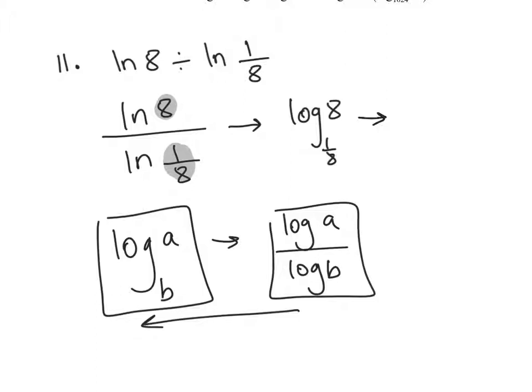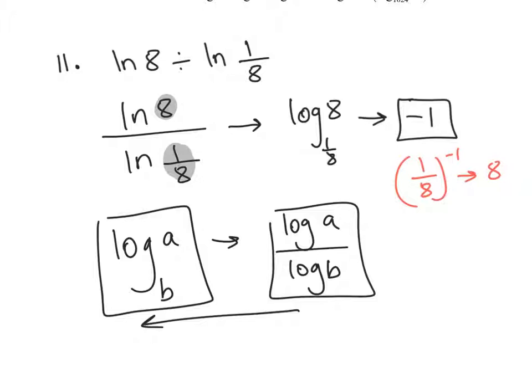Negative 1. So the answer is negative 1. Wow. See, when I put it together as one log, it helped me decide what the answer is. Think about it. 1 over 8 to the power negative 1. What happens to this? It flips. It becomes 8. So you can think about it to help you figure out what is log base 1 over 8 of 8.